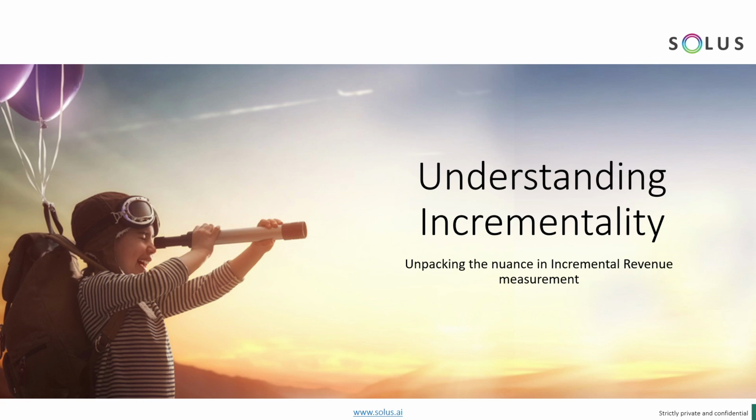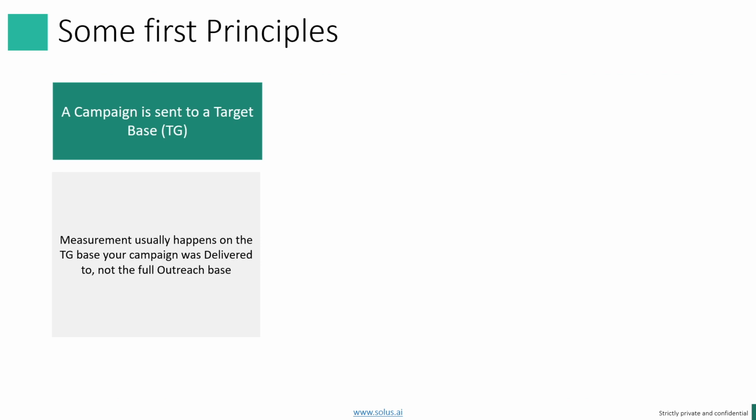We'll start with some basic principles. The context is you've sent out a campaign to a target base, so you've got a set of customers that you sent the campaign out to. You usually would do the measurement on the delivered base, where you were able to confirm that a message was received by the customer, not the full outreach base. That's normally what one would do if one is able to get the delivery reports.